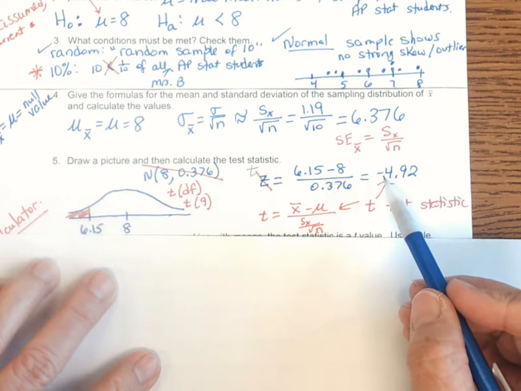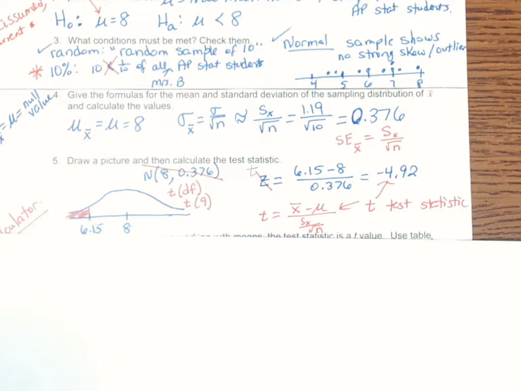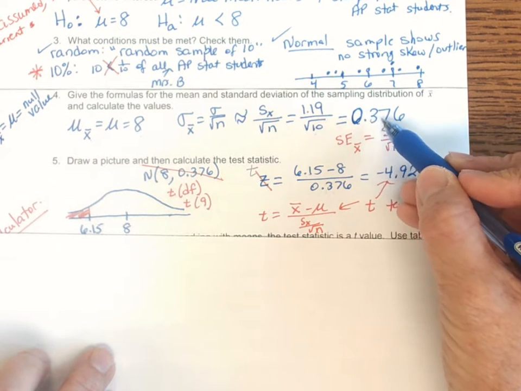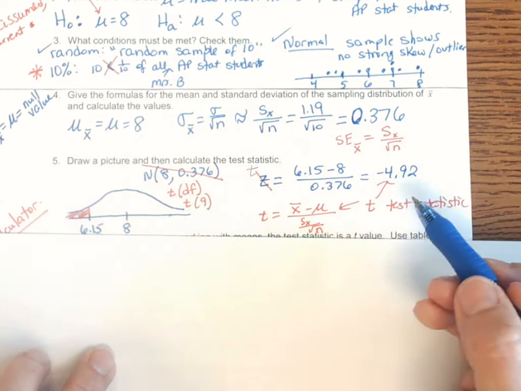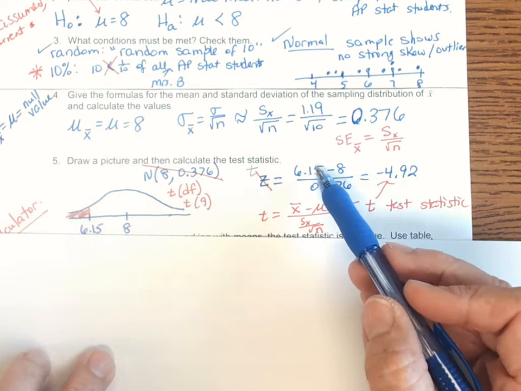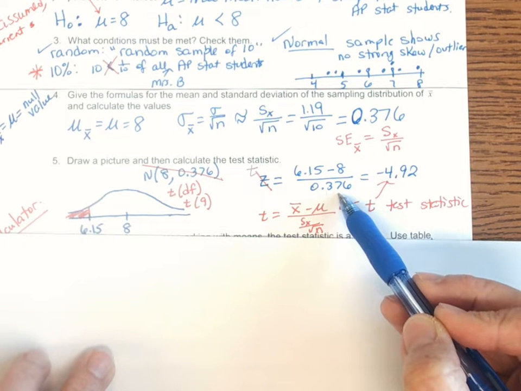Okay, and that gives me negative 4.92. And did you catch I misread my own writing? That should be 0.376 up here. So that is my standard error, which is what I divide by. So again, it's the statistic minus the parameter divided by standard error.